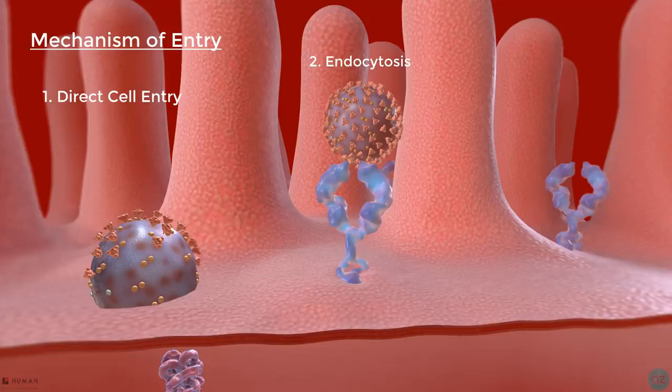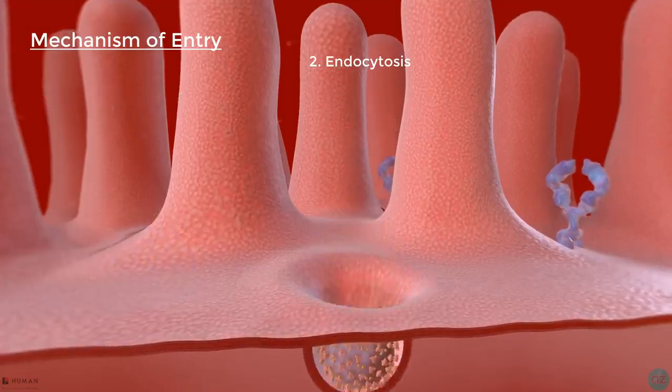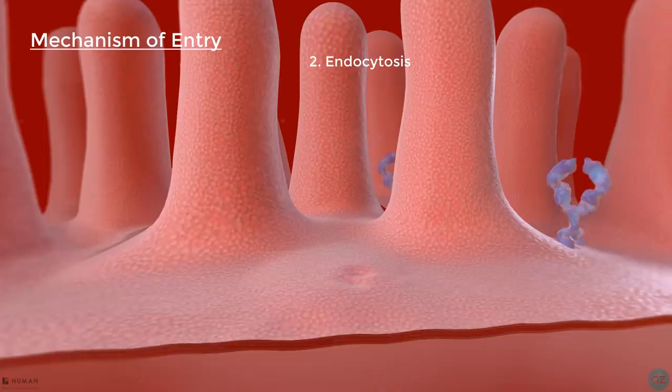As well as this mechanism of direct cellular entry, the virus may also enter the cell via endocytosis. This is the process by which material enters a cell after being surrounded by an area of the cell membrane, which then buds off inside the cell to form a vesicle. Once inside the cell, virus-specific RNA and proteins are synthesized within the cytoplasm.